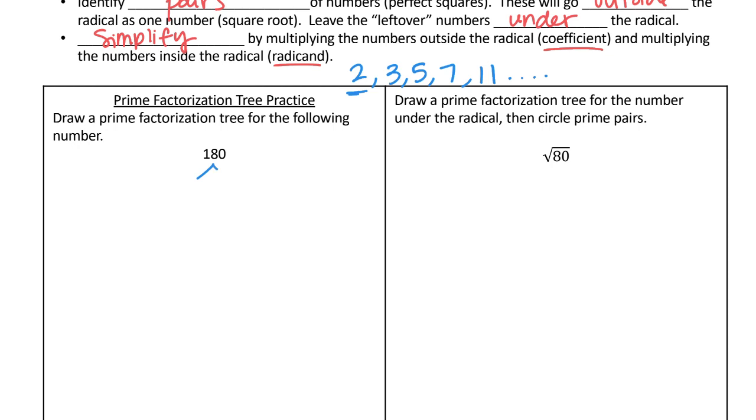So what we're going to do is just draw 2 lines. The prime number that we're dividing by will go on the left. And then 180 divided by 2 is 90, so I'm going to put a 90 on the right.